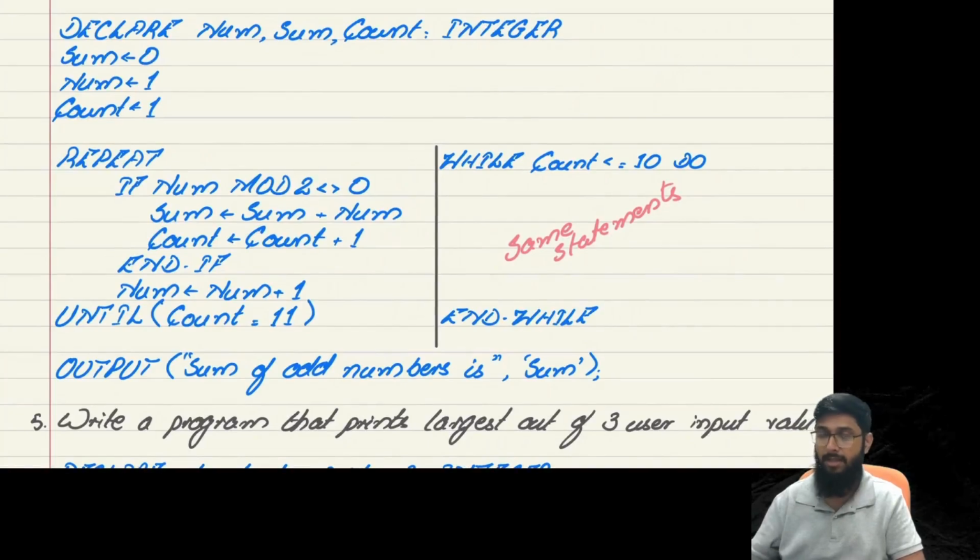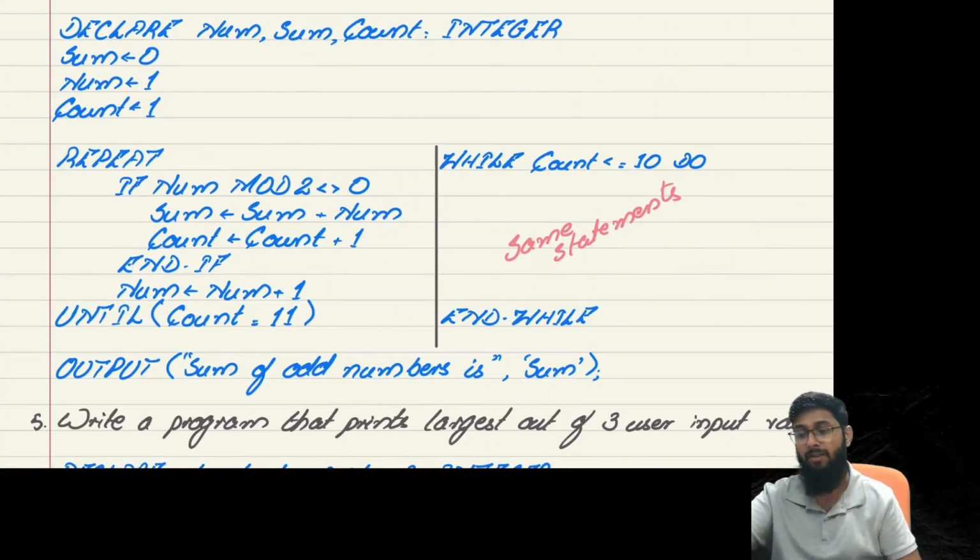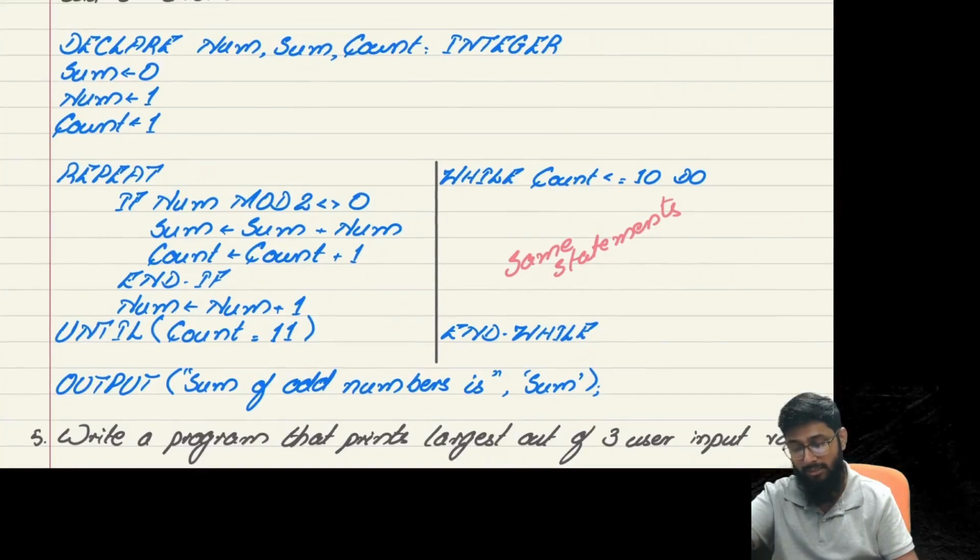So this was how this is done with the post condition and the precondition, that means with the conditional looping.